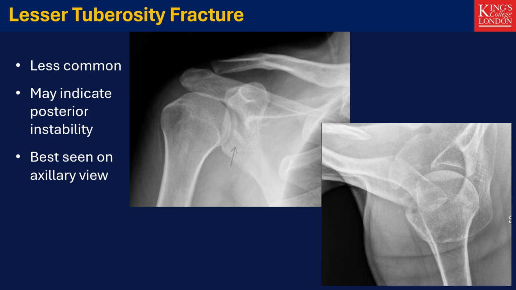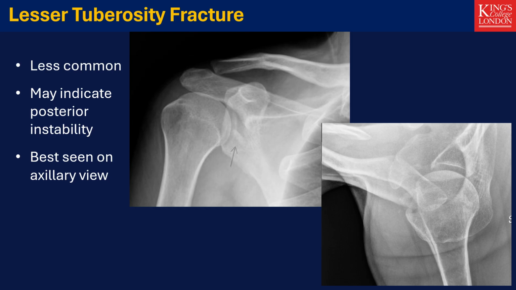The axillary view profiles the anterior humeral head and allows you to see small displaced fragments. Look specifically for a small medial avulsion fragment at the insertion of the subscapularis tendon. It may be subtle, just a sliver of bone displaced medially.